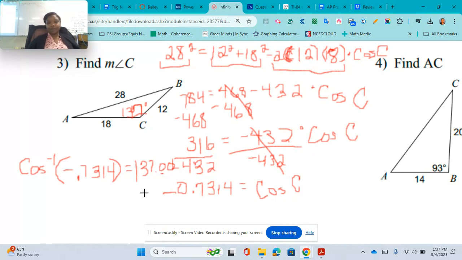Any questions? This is what the test is going to be about. So if you don't understand this process by heart, you're not ready yet. All right? Everyone got this?